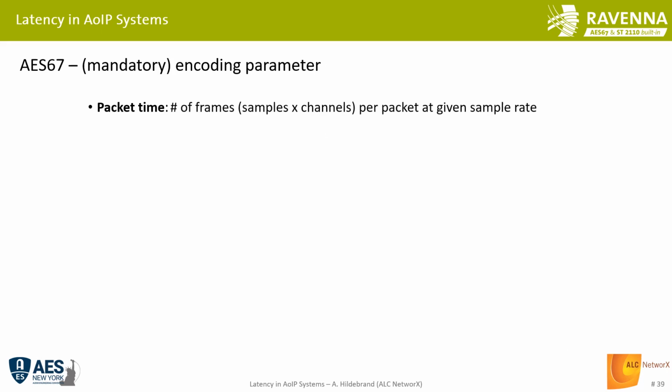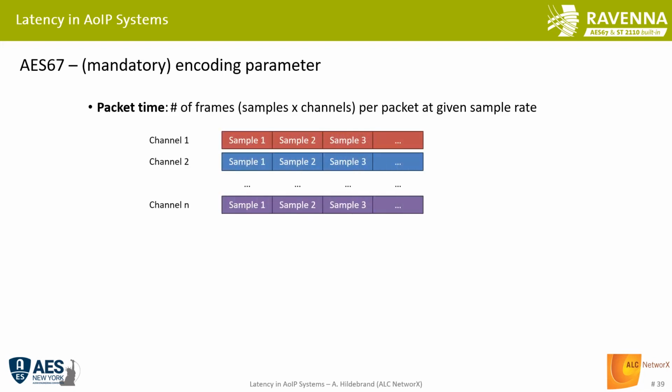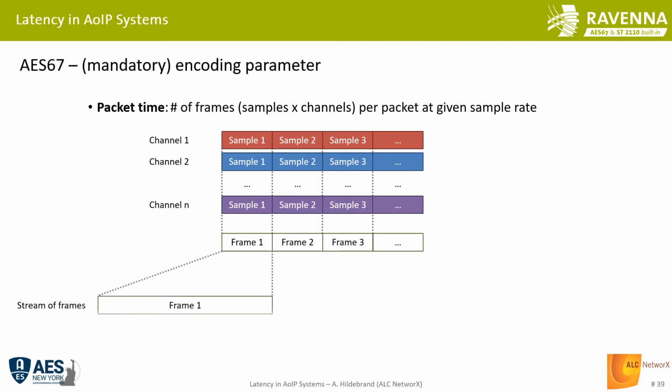Frames is the audio acronym for samples times channels, so how many samples or frames per packet at a given sample rate should go into a packet. Again, AES67, 1 millisecond at 48 kilohertz means 48 samples. So the 1 millisecond packet time means we have packets with 48 frames, to be correct, per packet. That means the packet is ready 1 millisecond after the initial sample arrived or is being sampled. But it can't go out before all the 48 samples have been gathered.